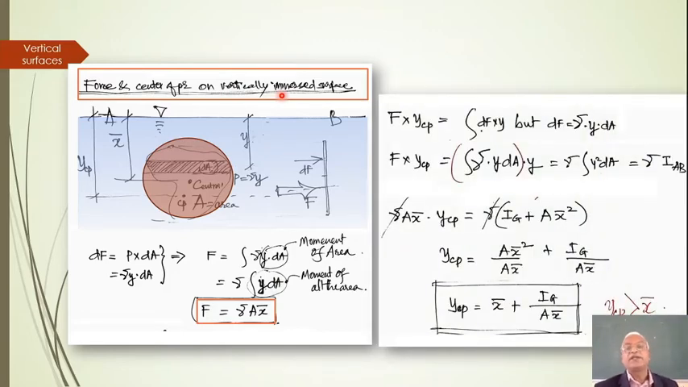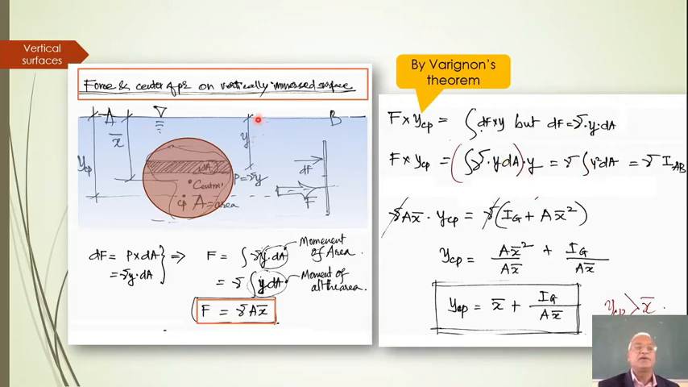So here, for the sake of YCP, what we use is Varignon's theorem, or law of moments, or principle of moments. What it states is the moment of the resultant force is equal to the sum of moments of all the forces. So the resultant force F multiplied by its distance YCP is equal to the small force dF multiplied by Y, integrated over the whole area. But dF is equal to gamma Y dA. I'll substitute that here and simplify. Gamma remains outside, so it becomes integration Y squared dA.